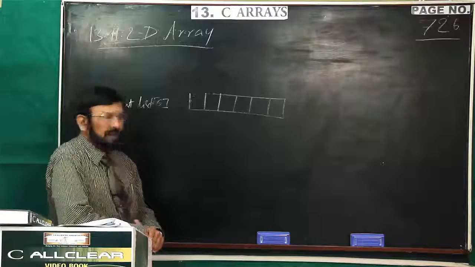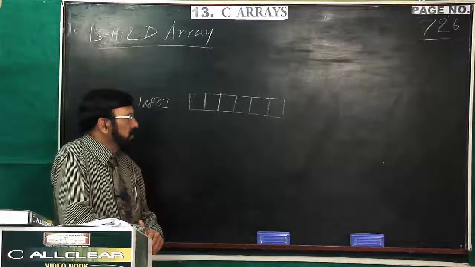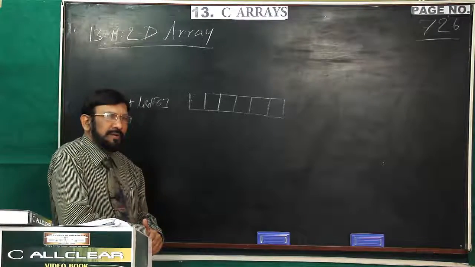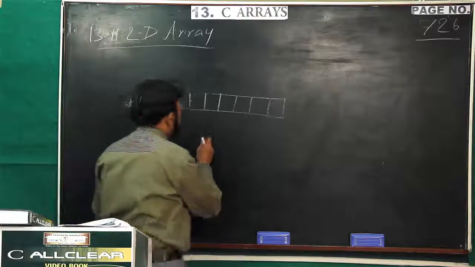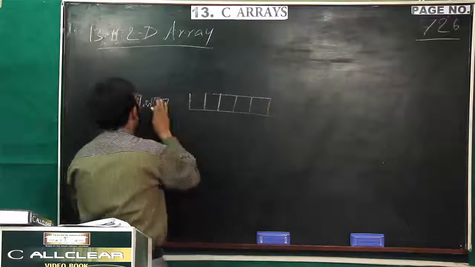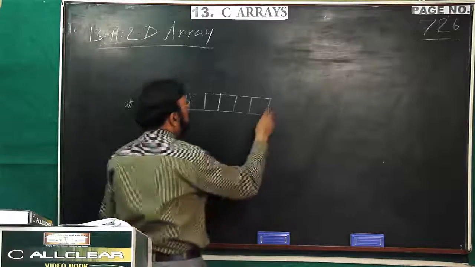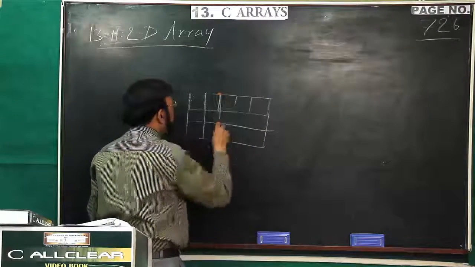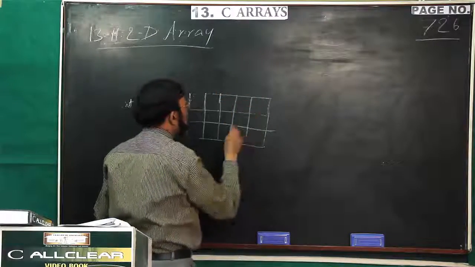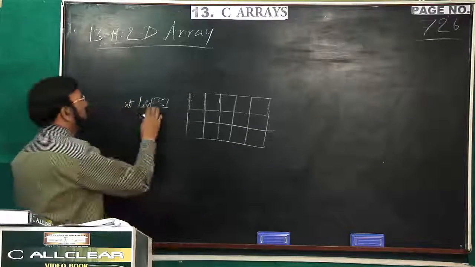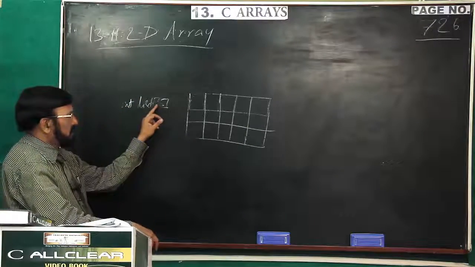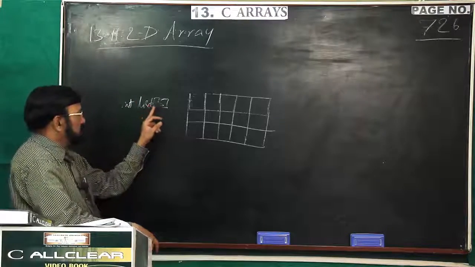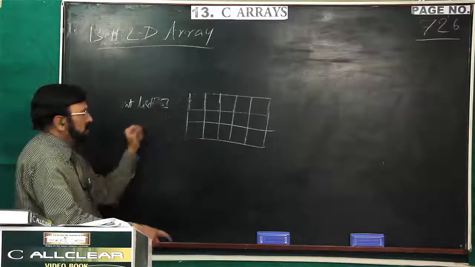But in a real life environment, only a list may not satisfy all our programming needs. We want a table. Table means, now you see, let us take only 5. And now a table we require. Actually, a one-dimensional array we are declaring like this, with a list and a subscript 5. That means it is a list, an array of 5 elements.